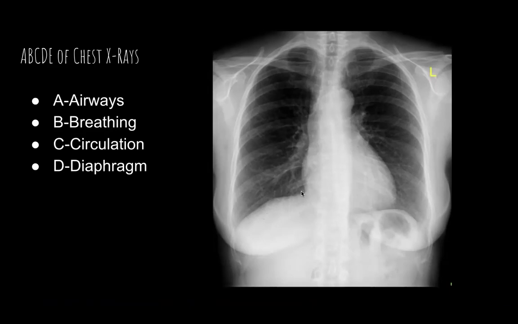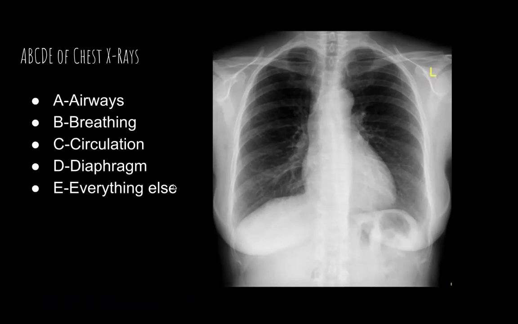The other thing you want to make sure of with the diaphragms is that there's no other air underneath them. That can be indicative of other emergency disease processes. This air pocket right here is just the gastric bubble, which is normal on chest X-rays. And E, for everything else.